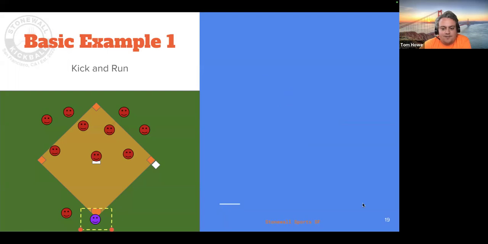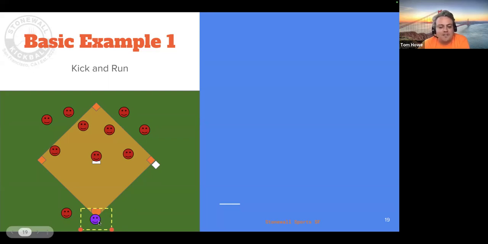This is a very, very common setup. In these illustrations, you'll see that the fielding team is represented by the smiley faces coded in red. The kicking team is going to be represented by smiling faces coded in purple. I don't know why. That's just how it is.